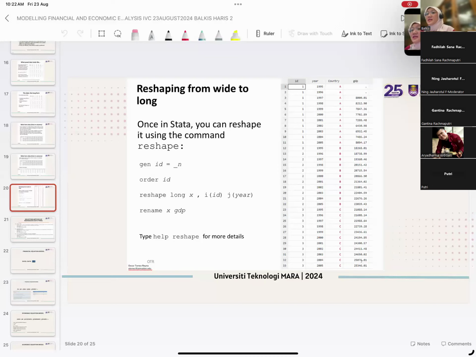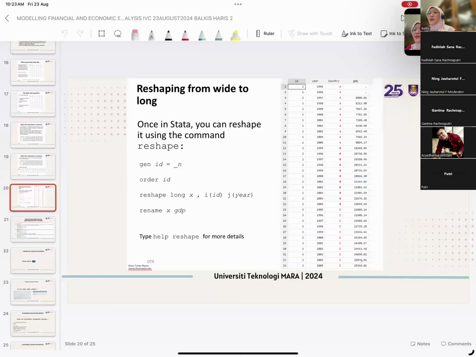Second column is year. If you refer to the second column, for each of the ID, the year will start from 1995 and end in 2005. For ID number 2 as well, the year starts from 1995 until 2005. So because it has an entity, which is the ID in the first column, and it has the time period in the second column, it is called panel data.